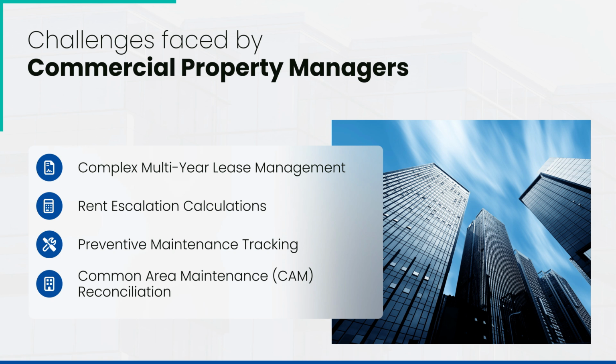Another very important aspect is common area maintenance reconciliation. CAM charges for shared expenses like landscaping, security, and cleaning are a cornerstone of commercial property management. But reconciling actual costs against budgeted amounts at year end is often a manual, spreadsheet-driven nightmare. Allocations need to be prorated accurately across tenants based on square footage, lease terms, and exclusions. Getting things wrong leads to disputes, delays in billing, and strained tenant relationships.